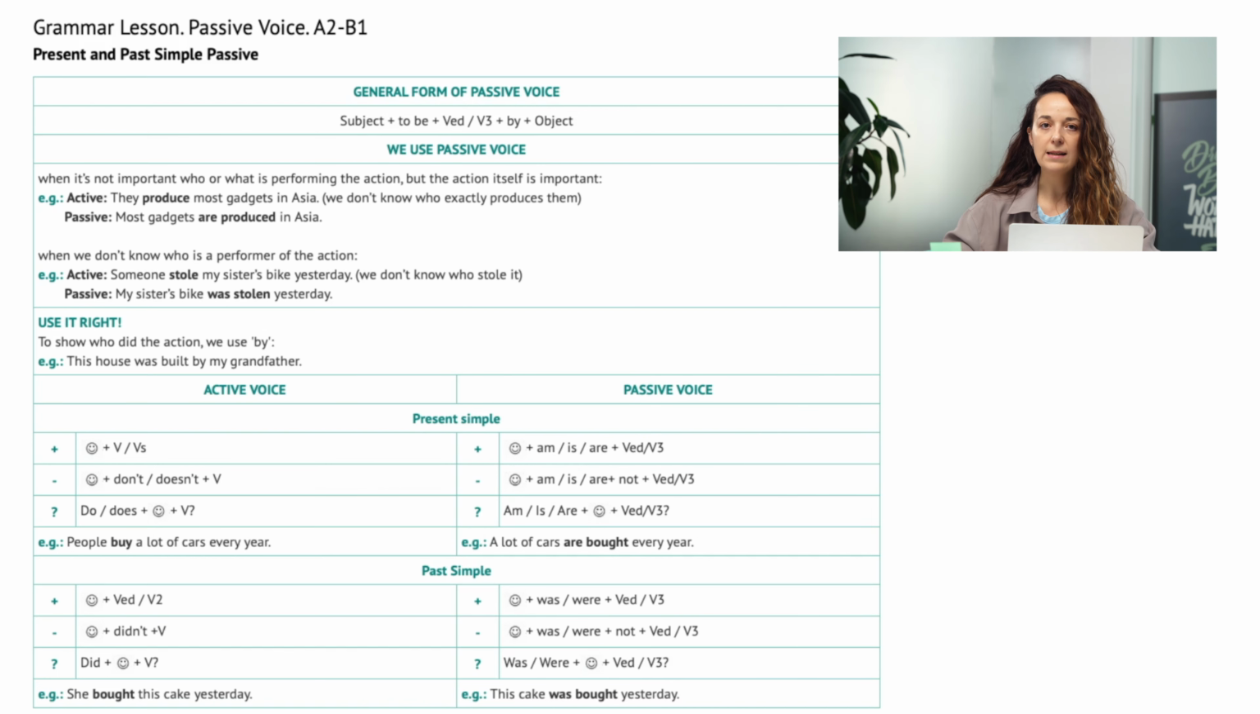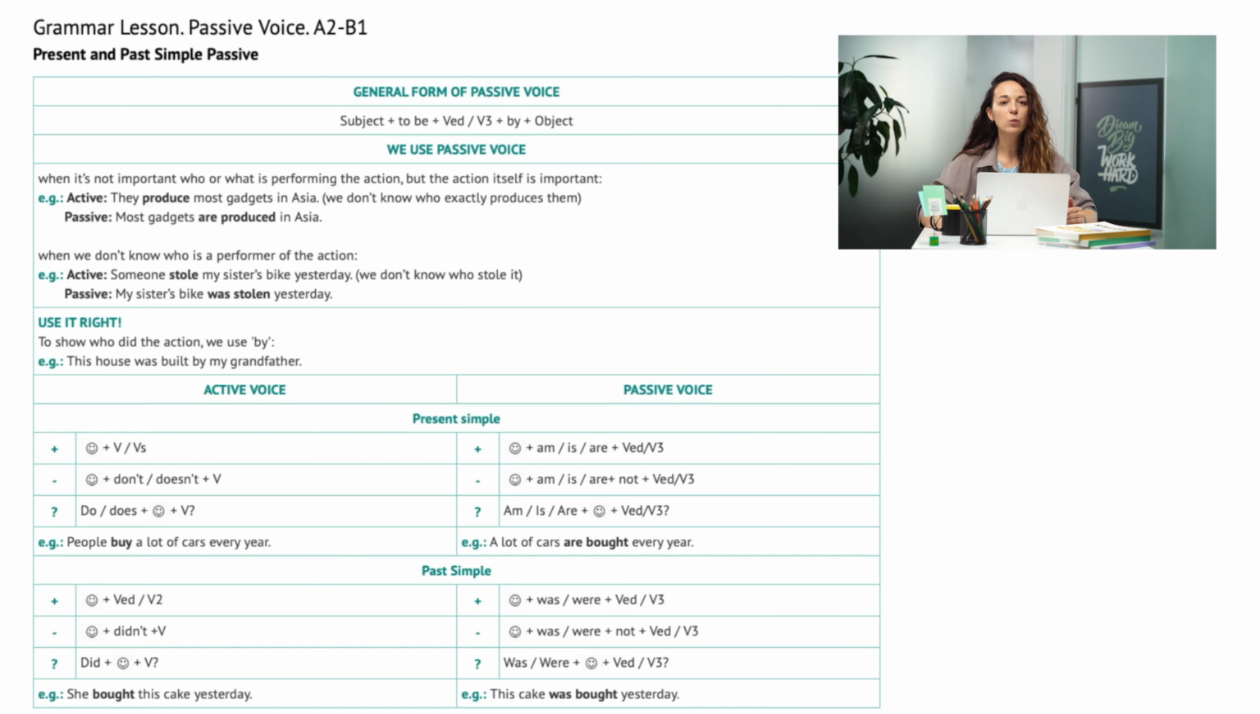Why do we use passive voice? There are 2 most common cases. When it's not important who or what is performing the action, but the action itself is important. For example, they produced most gadgets in Asia. We don't know who does it and we don't really care about it. That's why the sentence sounds better in passive. Let's transform it. We need to find what in the active voice sentence. Most gadgets. The sentence is in present simple. Gadgets are plural, so we will use are plus past participle of produced, plus in Asia. So most gadgets are produced in Asia.